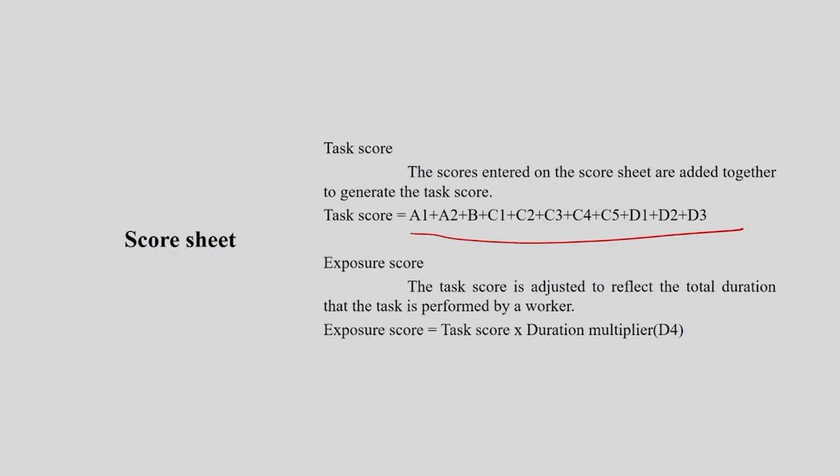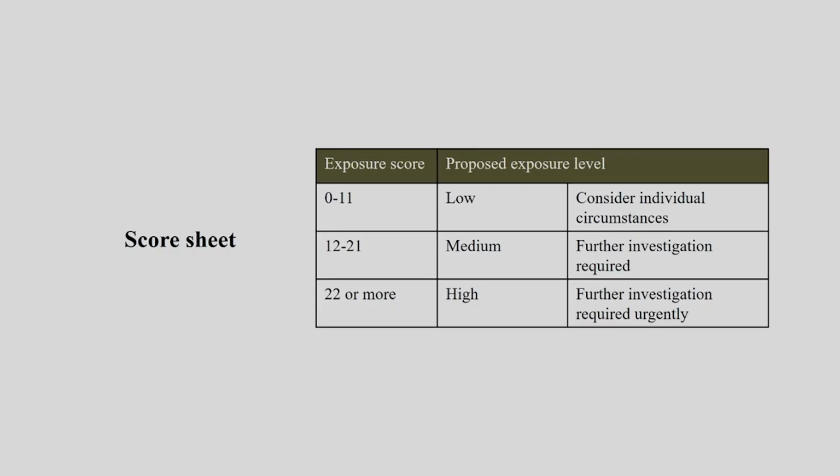Whereas exposure score is the multiplication of the duration multiplier with the task score. So whatever task score you are getting here, you need to multiply that task score with the duration multiplier, and that is the exposure score. This particular exposure score only we are going to interpret using the scale. Okay, we have a scale. So let us understand this scale.